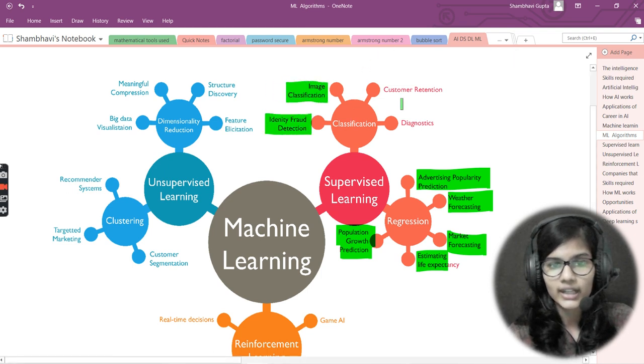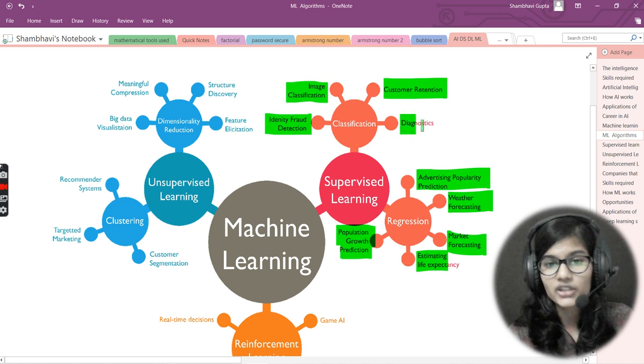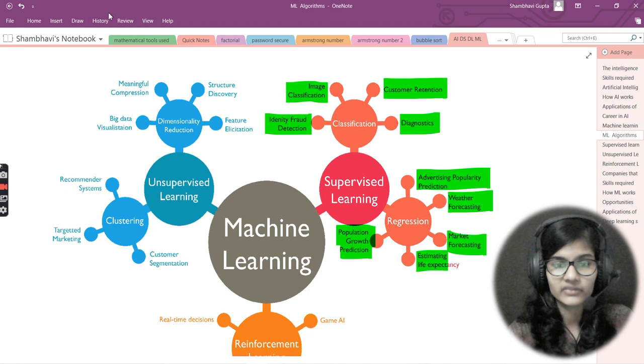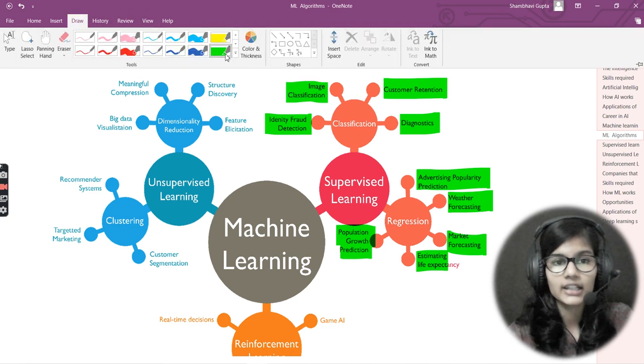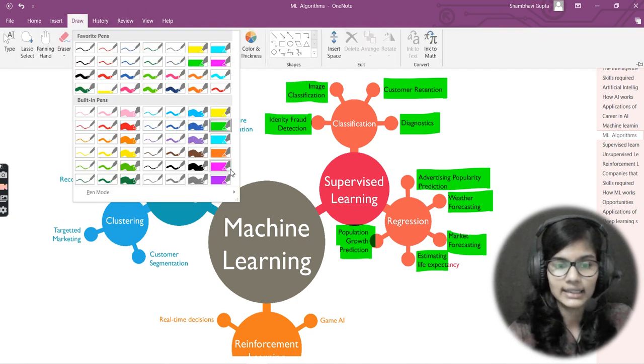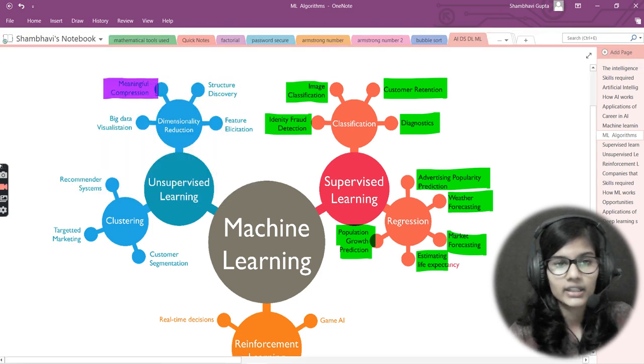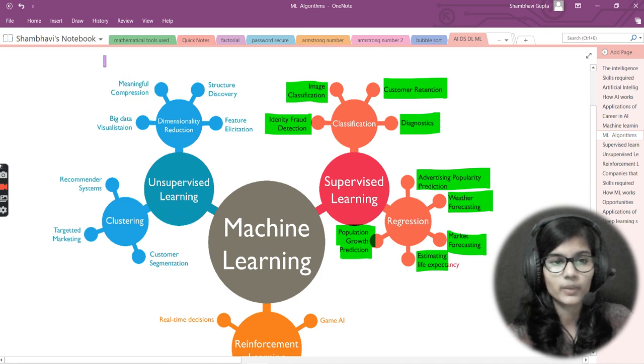So these are all the examples of supervised learning. We had two parts in supervised learning, that is classification and regression, and these are the uses of classification and regression. Hope you got this idea. Next we have the unsupervised learning.